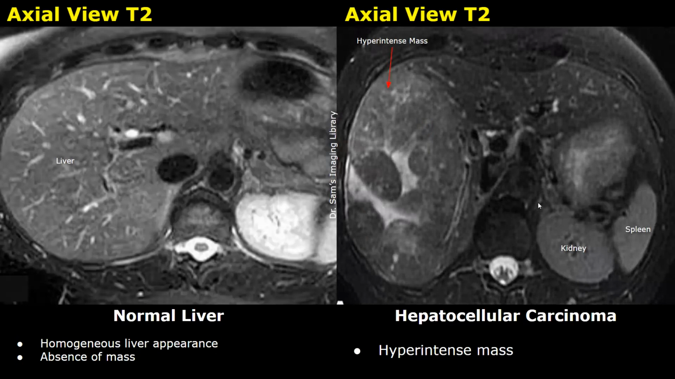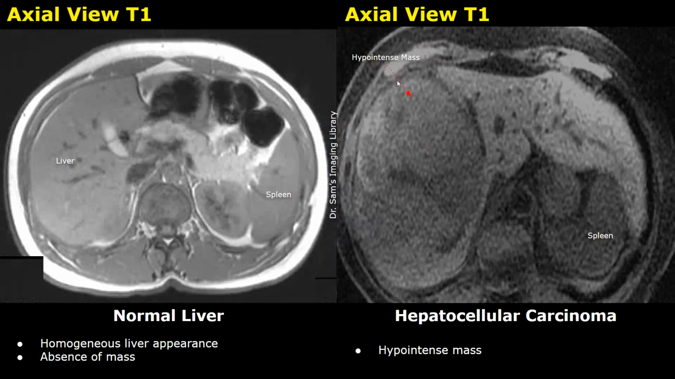This is a different case of hepatocellular carcinoma. The tumor is large. On T2, it is heterogeneous and hyperintense. In a T1 image, this mass is appearing hypointense.